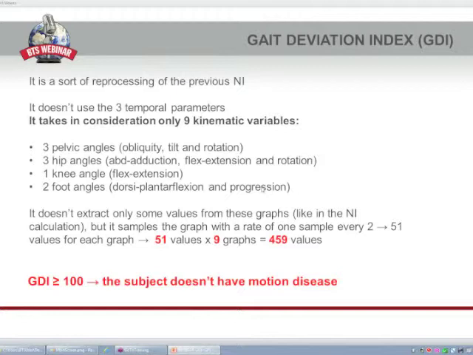So it considers 51 values for each graph. And globally, we can say that it considers 51 values for 9 graphs, so a total of 459 values are considered. This method of comparison aims to reflect the extent of gait variation with respect to the controls. So a GDI value close to 100 or higher indicates the absence of gait pathology, and each 10 points of decrement below 100 indicates 1 standard deviation from normal kinematics.